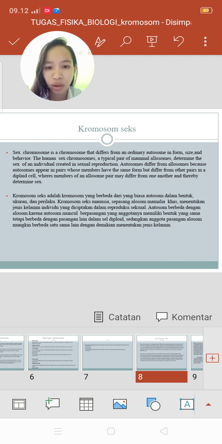The human sex chromosomes, a typical pair of mammalian allosomes, determine the sex of an individual created in sexual reproduction. Autosomes differ from allosomes because autosomes appear in pairs whose members have the same form but differ from other pairs in a diploid cell, whereas members of the allosome pair may differ from one another and they determine sex.